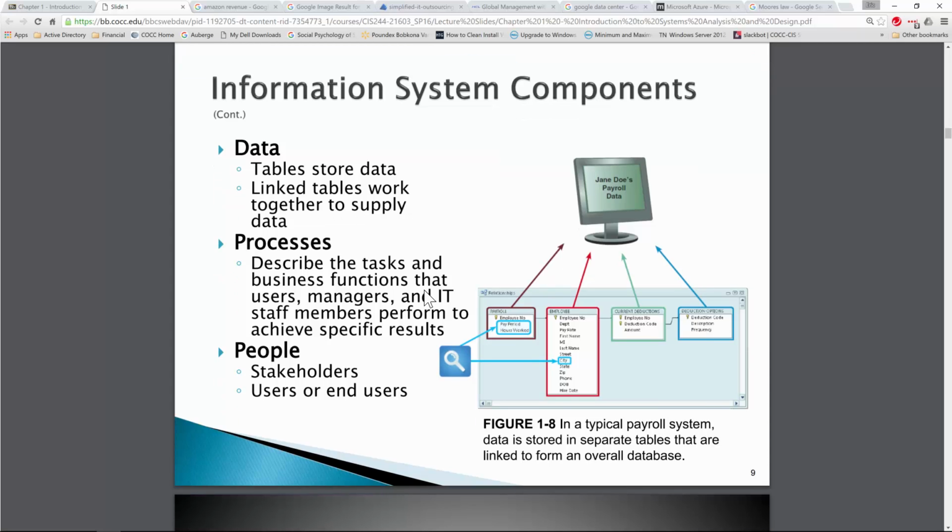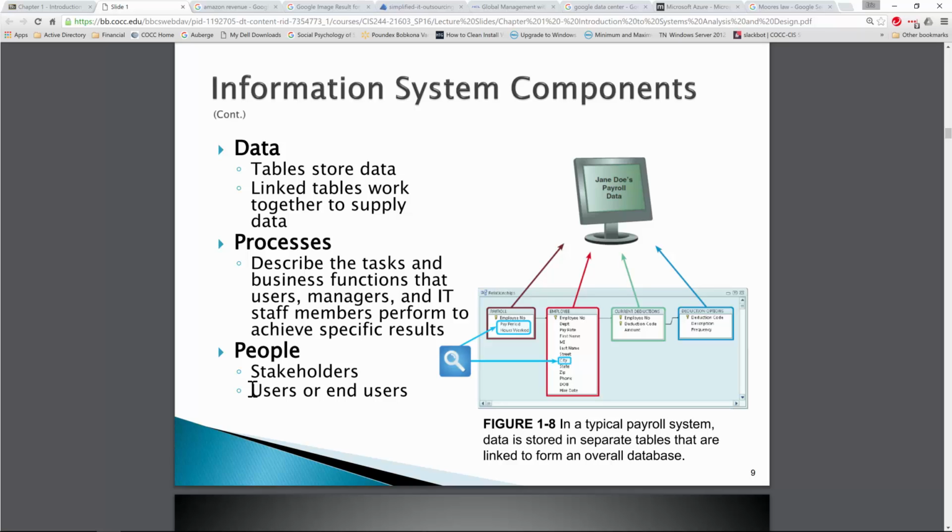So data: tables store data. Data can be in Excel. Data can be in an Access database. Data can be in an open source database that's terabytes in size. That's petabytes in size. I'd encourage you to go out and see how much data, how much video content is uploaded to YouTube each day. Processes describe the tasks, the business functions. So something to keep in mind when we develop an IT system is to look at the physical processes. Look at what human beings are doing today and how we can incorporate that into an IT system to benefit the company. And of course, people, many types of people.